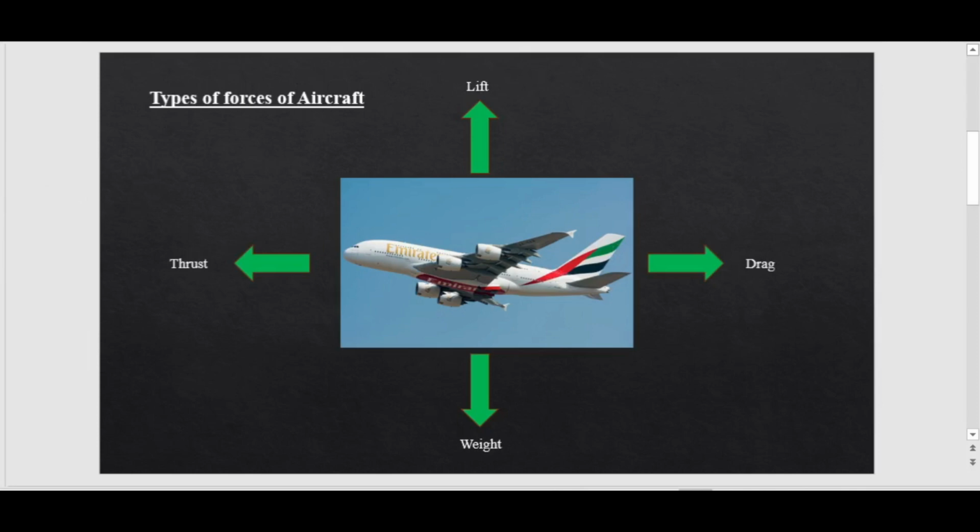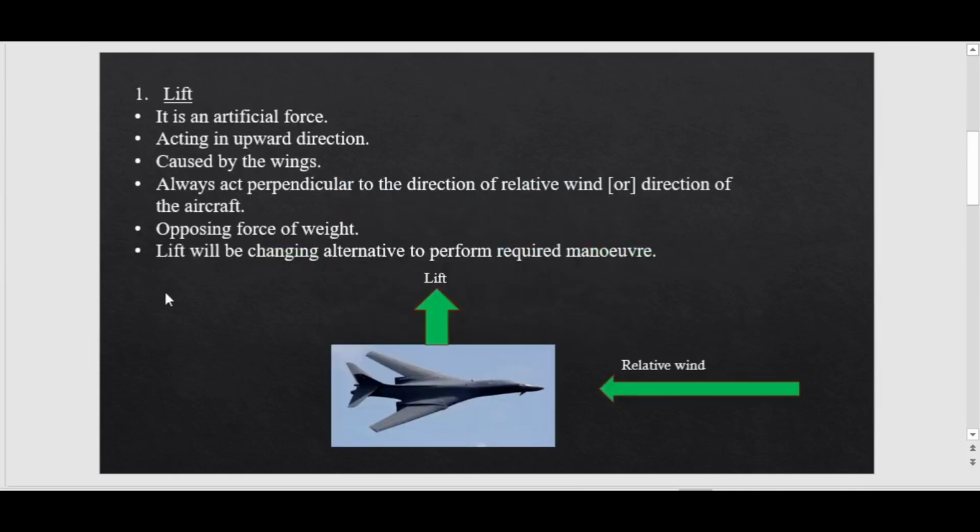The first force is lift. If you see the picture here, the lift force always acts in the upward direction. It's an upward force which is mostly generated by the wings. It always acts perpendicular to the flight path, or you can say perpendicular to the relative wing. You can say it's the opposing force of weight, so the pilot can manipulate it based on the required maneuver.